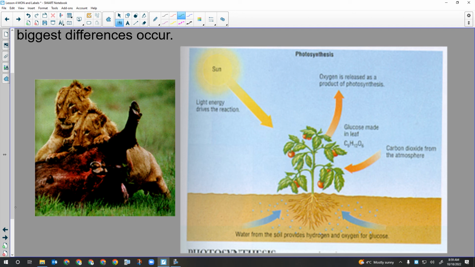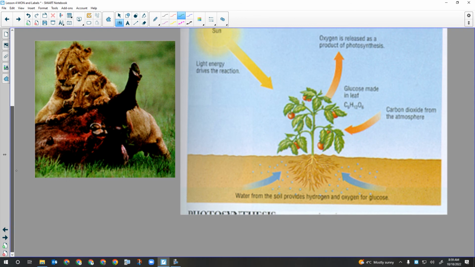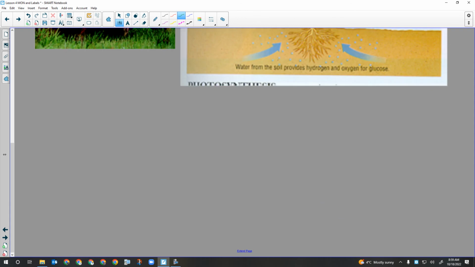Okay. So, if we are looking at these 2 processes, this is the process of photosynthesis. Can you guys see the green against the gray?